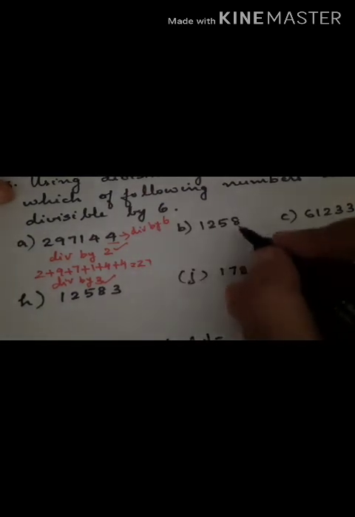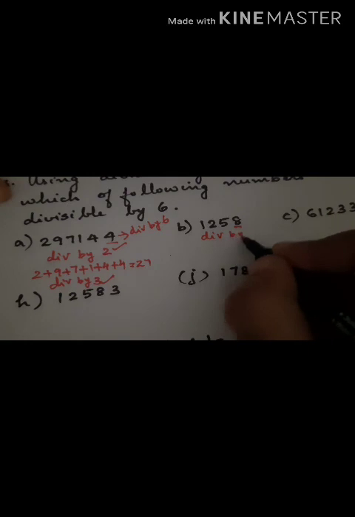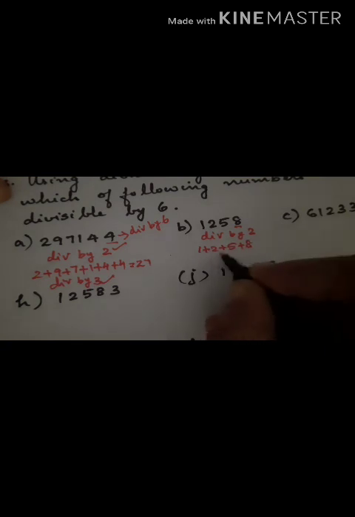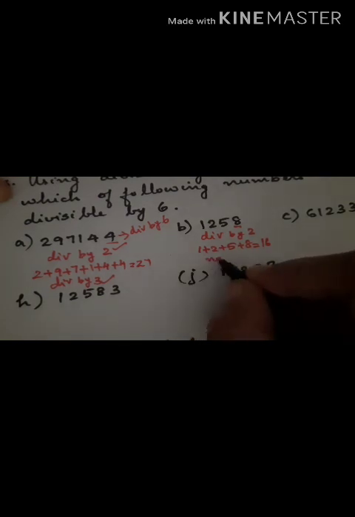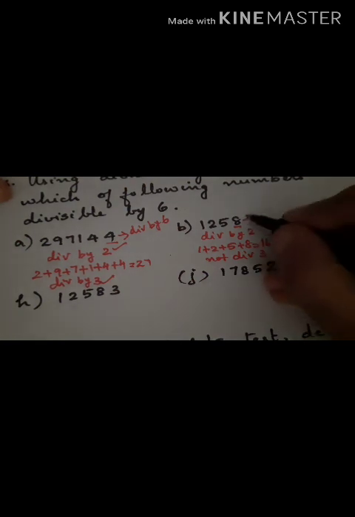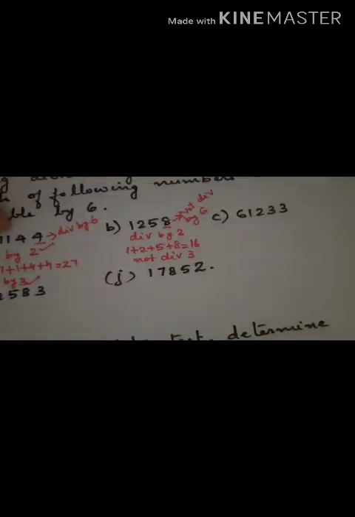Now take the next one. 1258. Here the last digit is 8. So you can directly write it is divisible by 2. Then check the divisibility of 3. 1 plus 2 plus 5 plus 8. 3 plus 5, 8. 8 plus 8, it is 16. 16 is not a multiple of 3. So not divisible by 3. Therefore, this number is not divisible by 6.